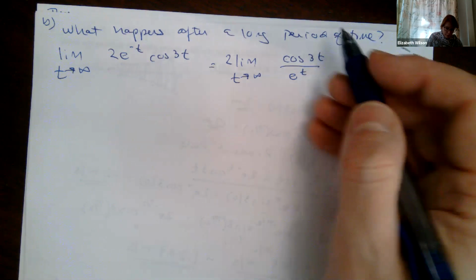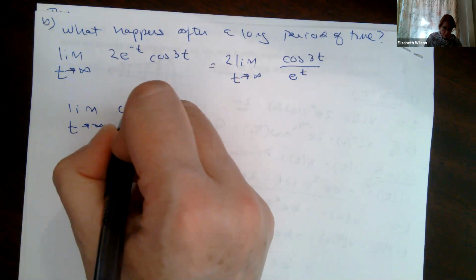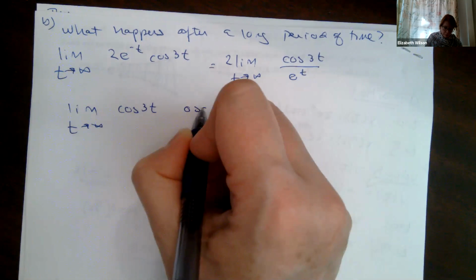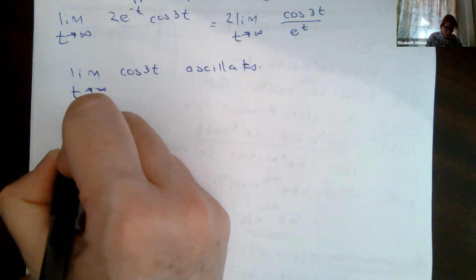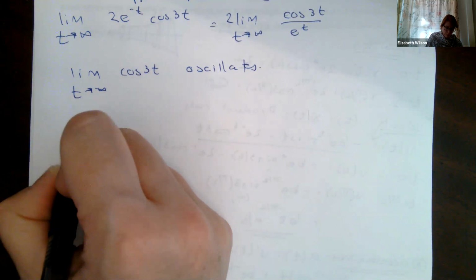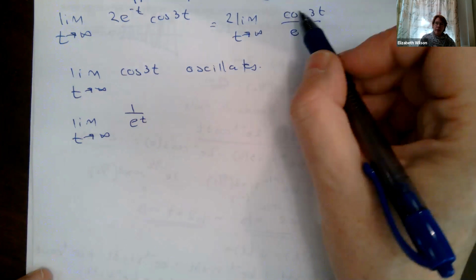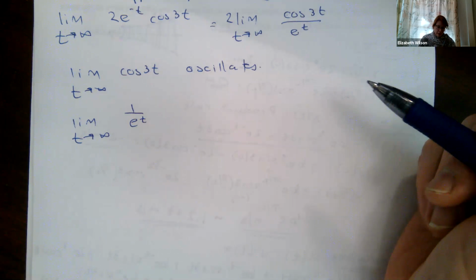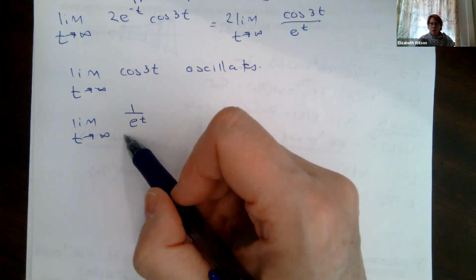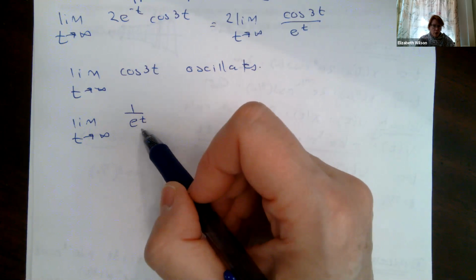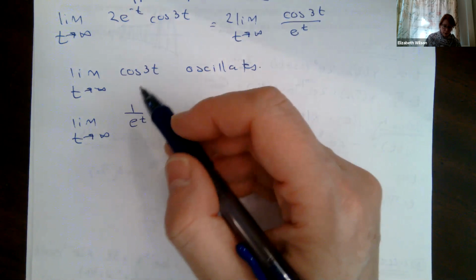So the limit as t goes to infinity of my cosine of 3t, right? This thing oscillates. We did that before, we talked about that. And now the limit as t goes to infinity of 1 over e to the t, right? That's this piece right here. So 1 over e to the t, let's think about that one. E to the t, e to the infinity is a huge number, right? E to the 10 trillion, huge number. 1 over a huge number is a super duper small number, so this thing goes to 0, right?